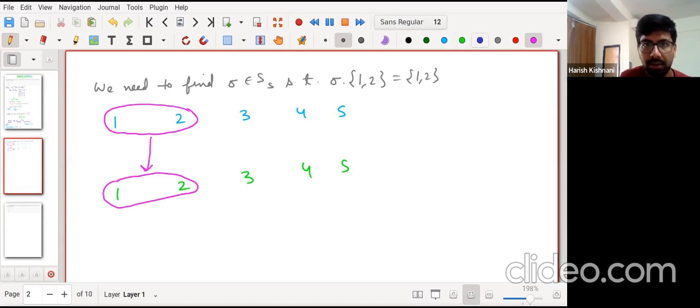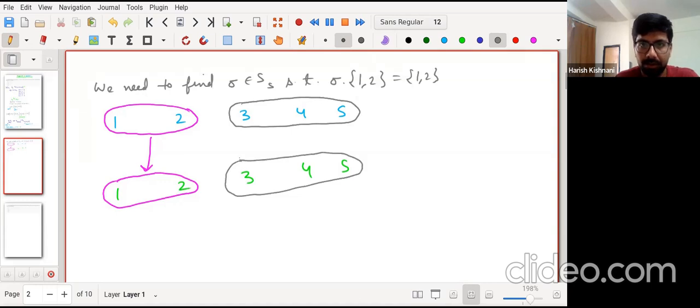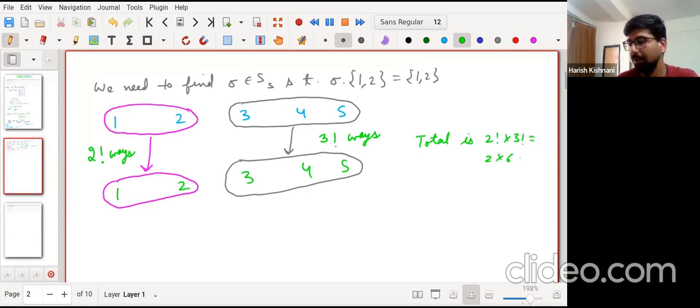And your {3, 4, 5}, as a set, has no other choice because {1, 2} has already been mapped to {1, 2}. So it has to be mapped to {3, 4, 5}. Now for this side, you can do this in 2 factorial ways, and here you can map them in 3 factorial ways, right? So the total is 2 factorial times 3 factorial, that is 2 into 6, which is 12. Okay, so I hope it's clear to everyone. If anyone has any doubt, you can ask me. If it is okay, then we can move to the next question.